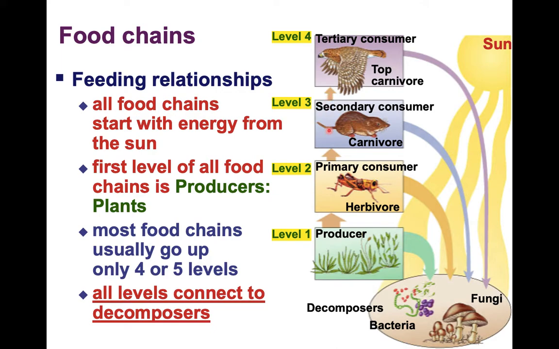So here we see that a secondary consumer can be a carnivore, meaning that it only eats meat, and a tertiary consumer is the top carnivore, right? So what are they all connected to? So notice that all levels here, 4, 3, 2, and 1, they are all connected to the decomposers. So who are the decomposers? Well, the decomposers are those organisms that break down all levels in the food chain. So for example, bacteria and fungi are all examples of decomposers. So everything is connected to the decomposers.